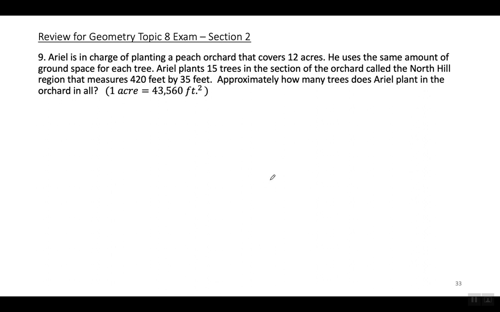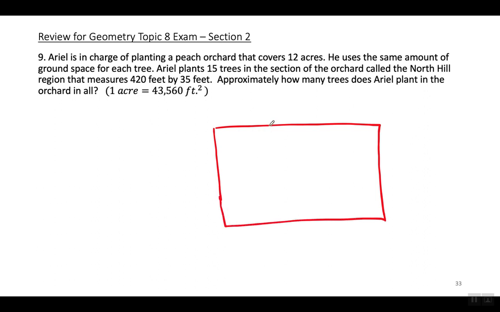Let me see if I can draw a picture to help us visualize this. Ariel has a peach orchard that covers, the whole thing is 12 acres. He uses the same amount of ground space for each tree. Ariel plants 15 trees in the section of the orchard called the North Hill region that measures 420 by 35 feet.